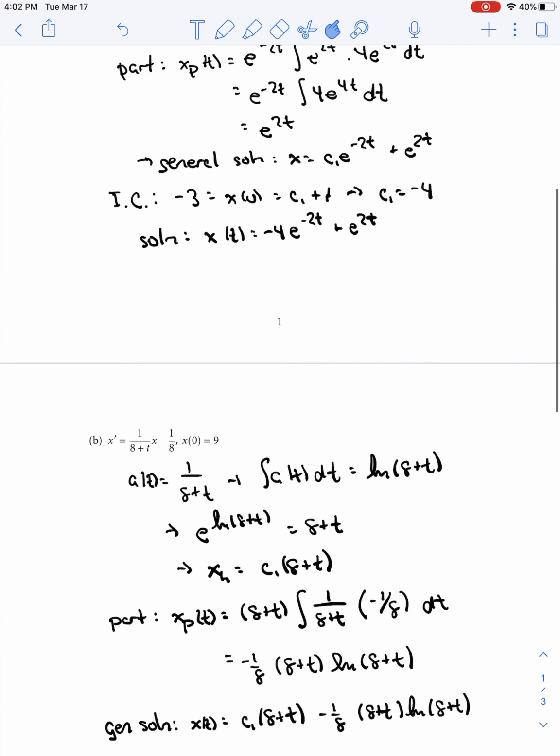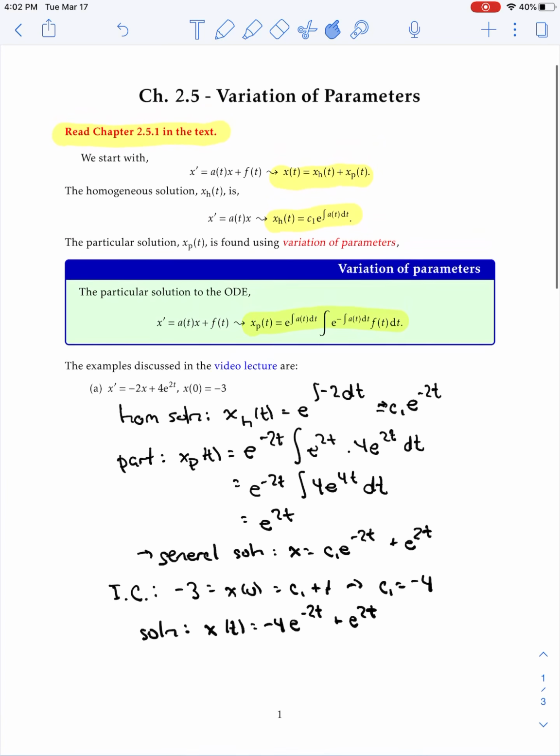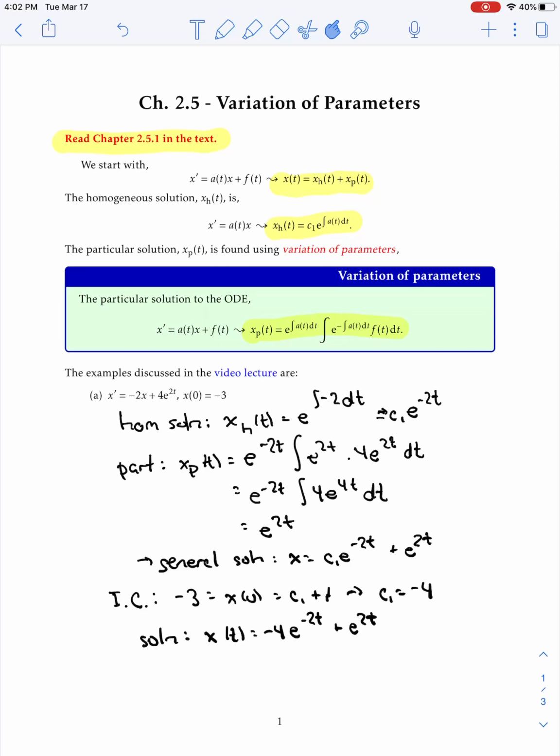Okay, so in the end, in both problems, I'm simply using the formula for variation of parameters. And of course, you'll have to memorize it for an exam. And I, of course, have done this so many times, I've memorized it at this point. But it's not hard to memorize.